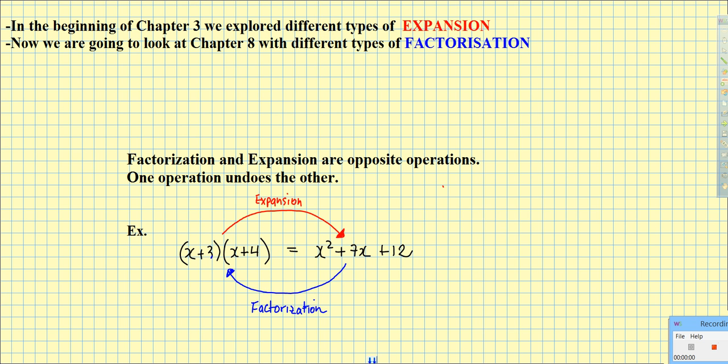Hi everyone, we're starting our next chapter, which is chapter 8, and we're looking at factorization. So factorization and expansion are considered to be opposite operations. In other words, one operation undoes the other operation.